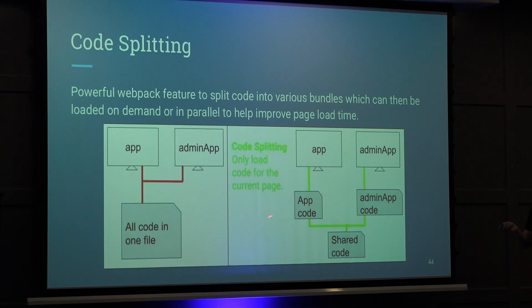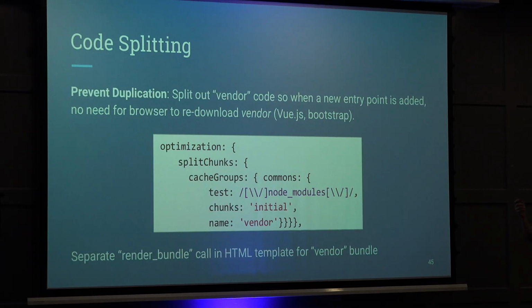So code splitting is done on the right, so it lets app code be separate from admin app code, and then the shared code can sit in the middle. So the Vue.js and the Bootstrap stuff that's used by both this and this can then be downloaded as needed. And if you're in app and move to admin app, you won't re-download the shared code. It's already in the browser. So this is the last piece on the code splitting.